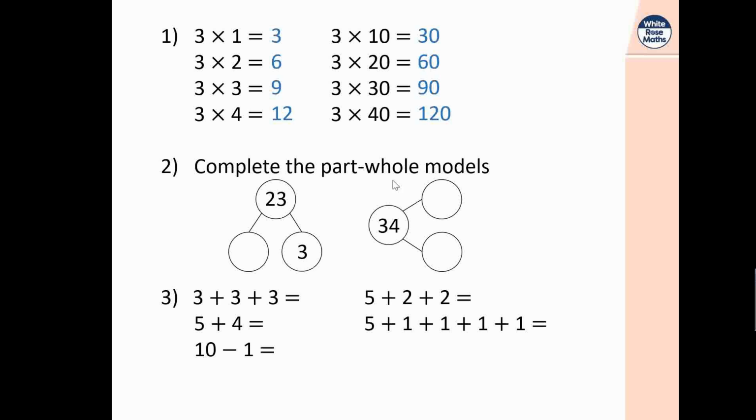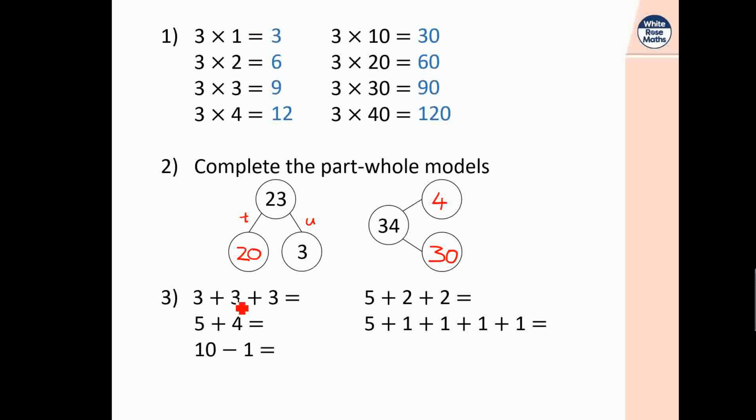Okay. Right. Complete the part whole models. So you have to write in the missing numbers. So they've put the ones in here, 3. So what would go in here? So these are the ones, or the units, and these are the tens. So 20, yeah? 34, so what could go in here? 4, good, and what could go in here?